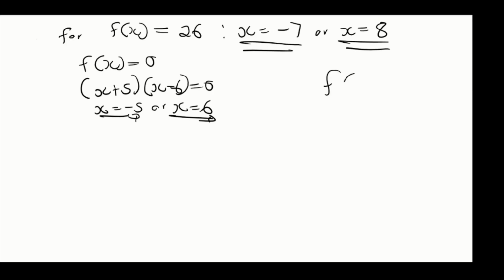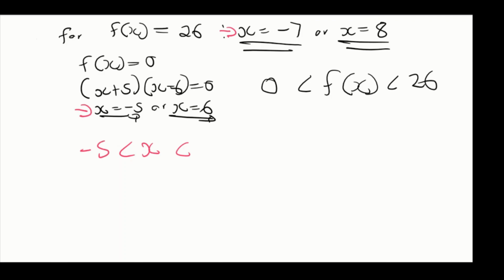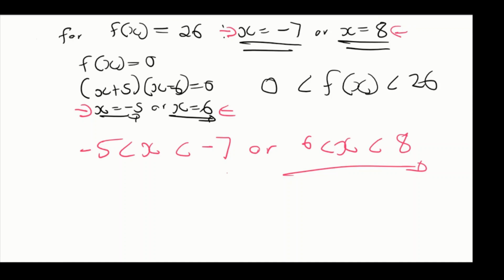But remember, the question told us that f of x lies between 26 and 0. So our conclusion would be x must lie between the initial solutions of x, which is this one and this one here. So it's minus 5 and minus 7, or x must lie between the final solutions of x, which is 8 and 6. So it's going to be 6 here and 8. So these are the solutions of x which lie between the initial solutions of x and the final solutions of x.